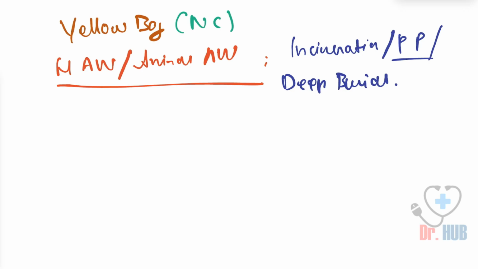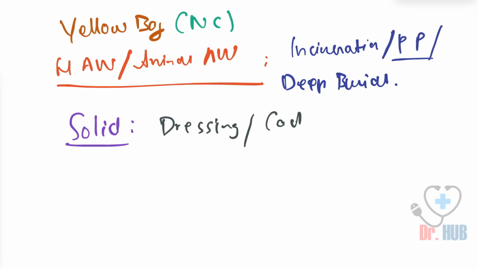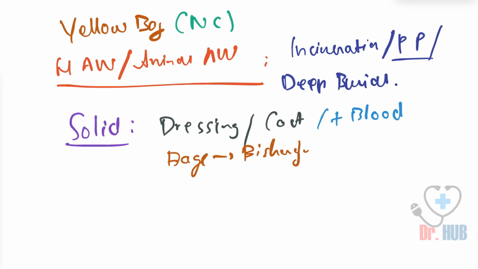Then we look at some solid waste. What does the solid waste include? It can include items such as dressing materials, cotton swabs, plaster casts, and items contaminated with blood or body fluids. It can also include bags containing discarded blood.